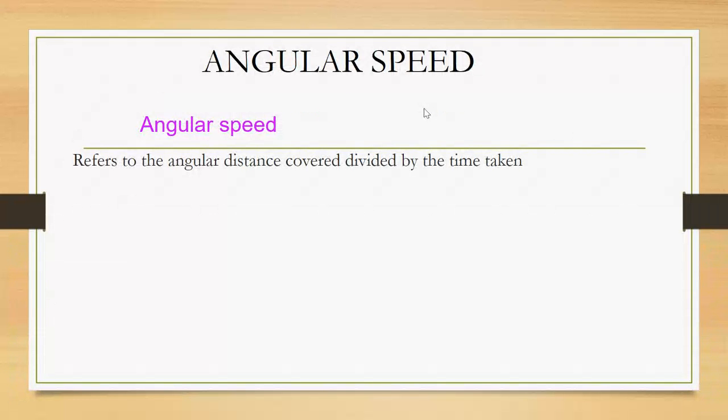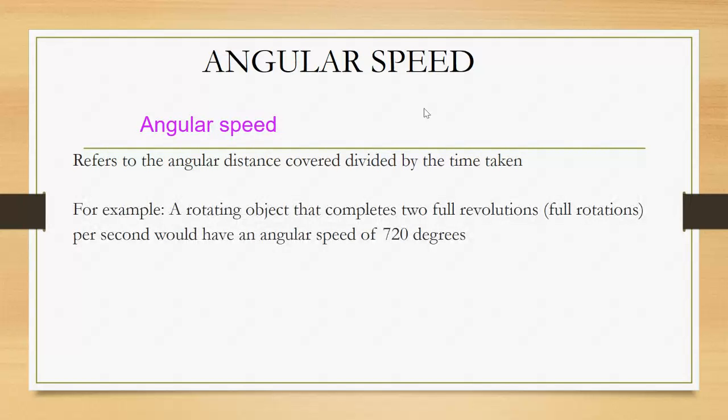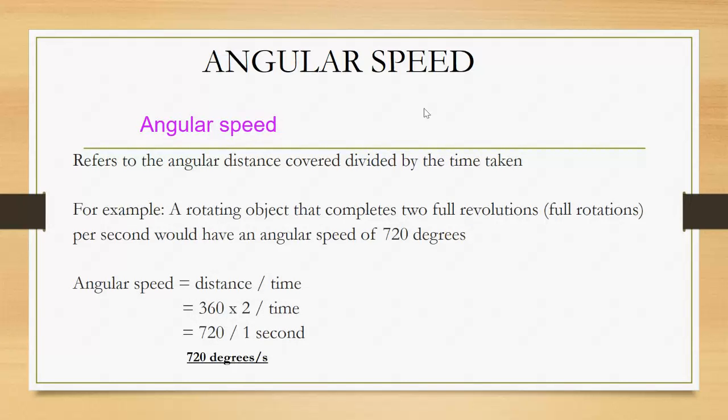So now we're looking at angular speed and angular velocity. And this refers to the angular distance covered divided by the time taken. So similar to speed in linear motion. For example, a rotating object that completes 2 full revolutions per second would have an angular speed of 720 degrees. All right, and we get that because in 1 second they've done 2 rotations, so that's 360 times 2. And the time is 1, so 720 degrees per second would be the angular speed of that.